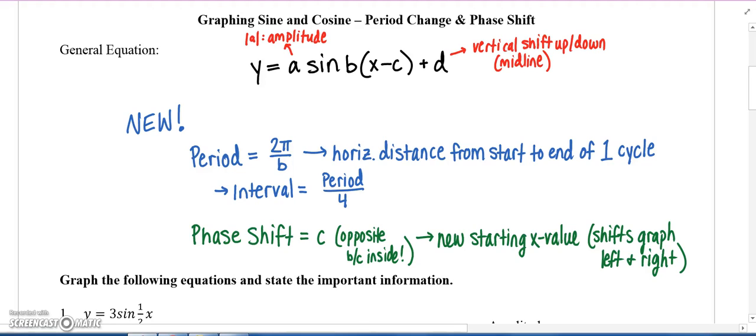Hi everyone, this is Miss Africk here, and we're going to continue talking about graphing sine and cosine, but we've got a couple new things we're going to talk about, and that's the period change and the phase shift.